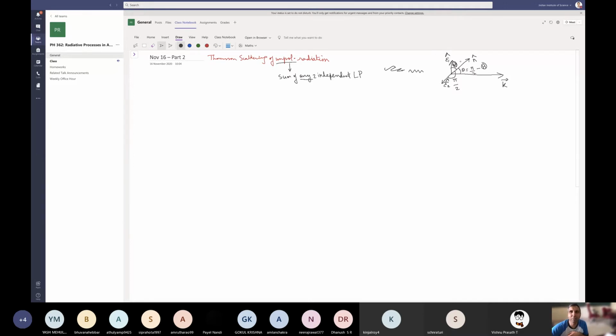So the polarizations along epsilon 1 hat and epsilon 2 hat are random. So what about this differential cross section due to unpolarized light? This is equal to half dσ/dΩ at angle theta plus dσ/dΩ at angle π/2.